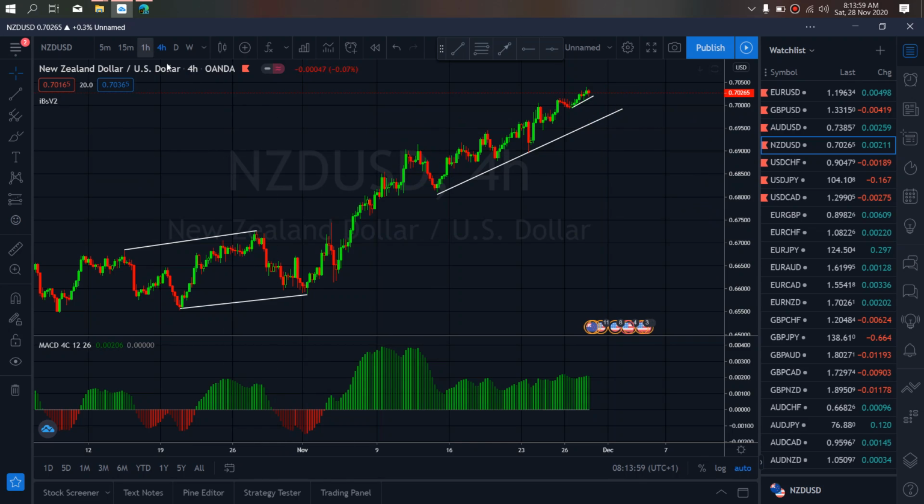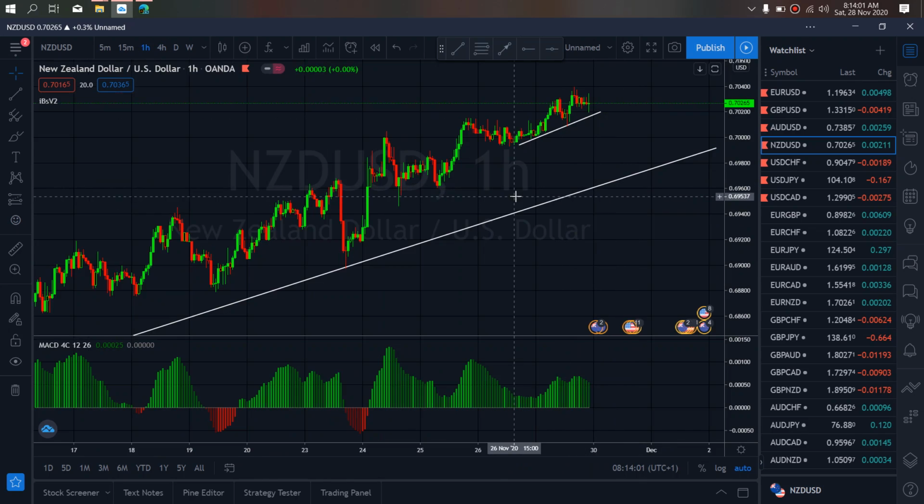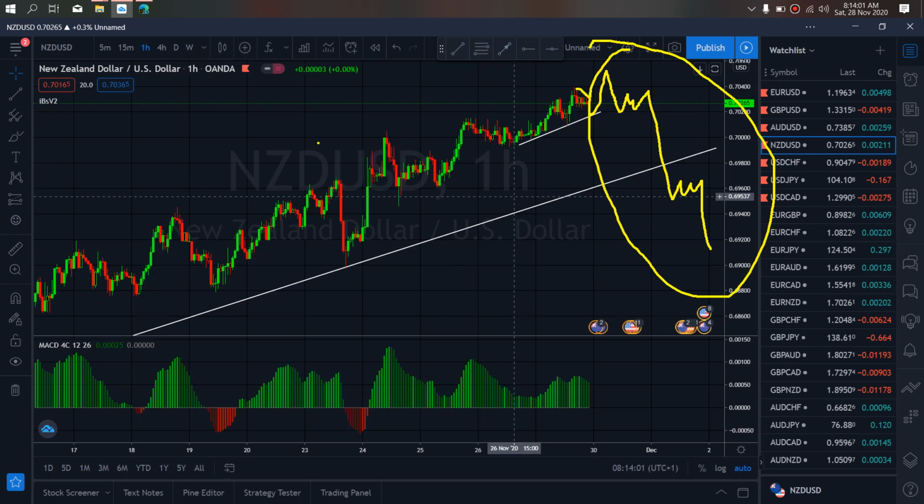We zoom to 1-hour time frame. We are looking for a sell this week. We can retest this top and come back to sell that will break through this trend. This is the sell we are looking out for New Zealand dollar this week.